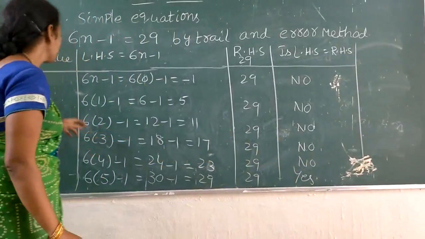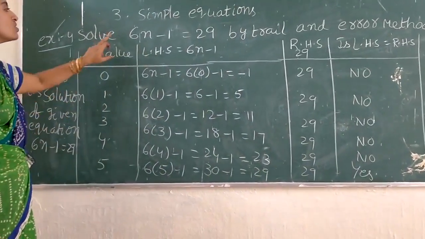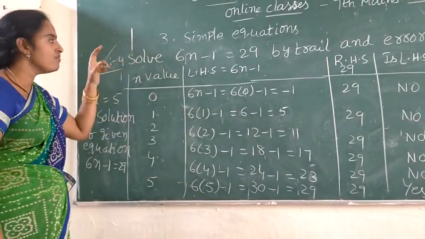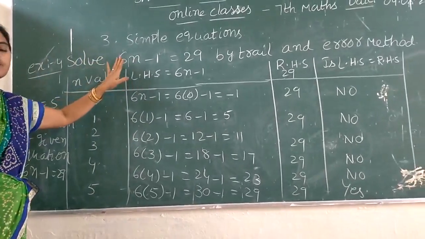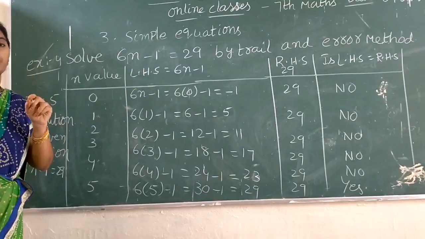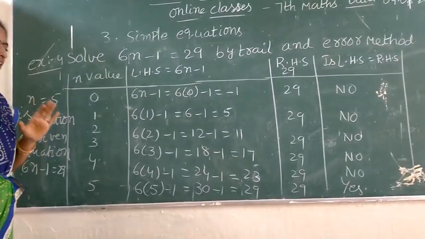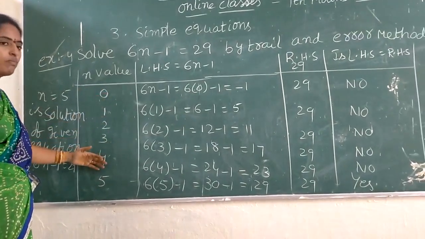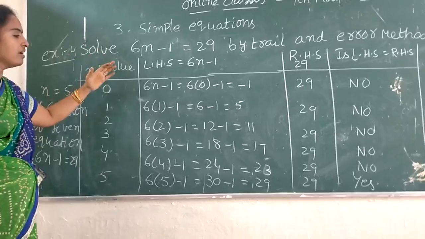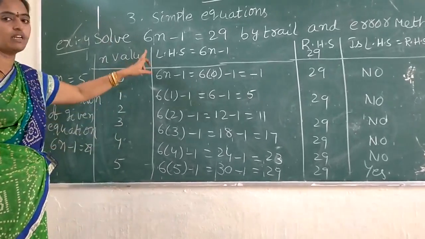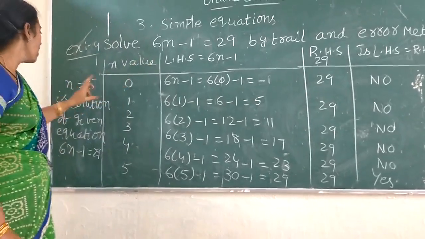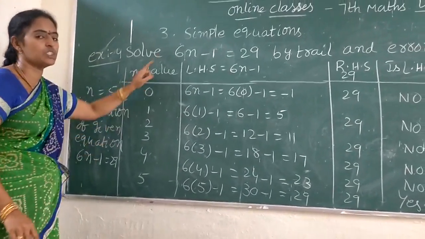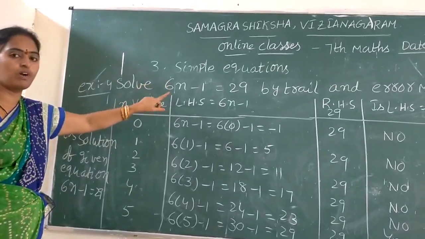So here the value of n is a solution of the given equation. The variable value for which the equation becomes true is said to be the solution of the equation. Here, taking some values for n, we get that for n equal to 5 the equation is true. So n equal to 5 is the solution of the given equation 6n minus 1 equal to 29.